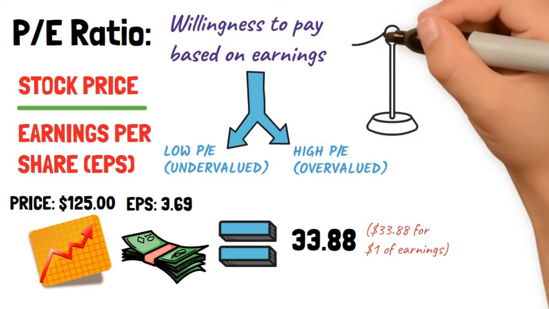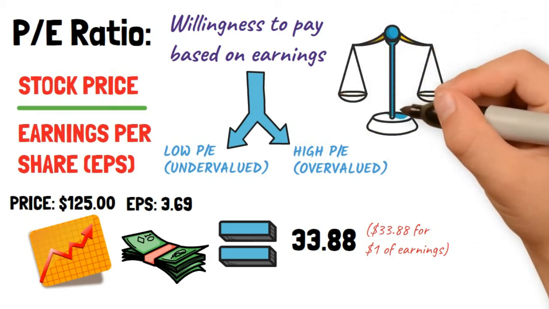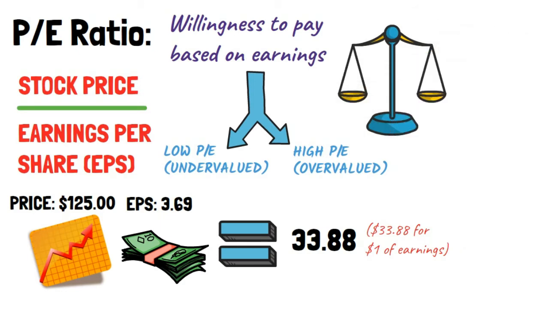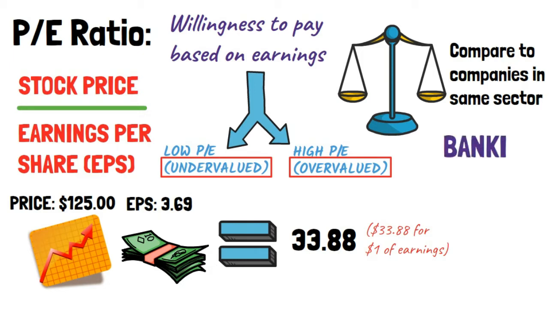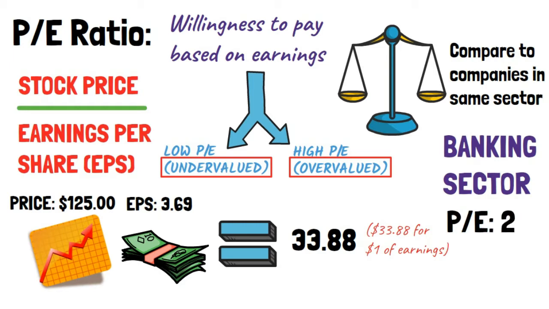By itself, that number isn't very helpful, but when we compare it to other companies in the same sector, we can see whether the stock is over or undervalued. If we say that in this example, the stock belongs to the banking sector with an average PE of 25, this would indicate that the stock is overvalued.